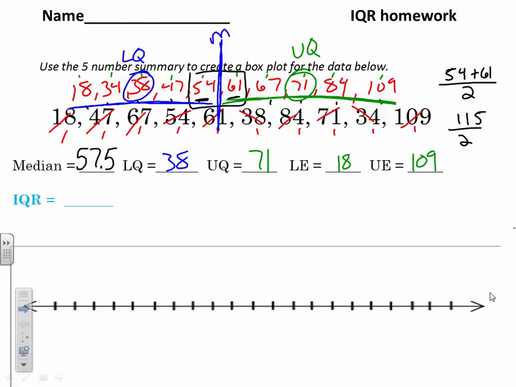The big idea here is to find the interquartile range. That is the middle 50%. The middle 50%, that's where most of our information is going to lie and where most of the importance is going to be. So to do that, I take the upper quartile minus the lower quartile. That's very important that we do that. And that is going to be 71 minus 38.